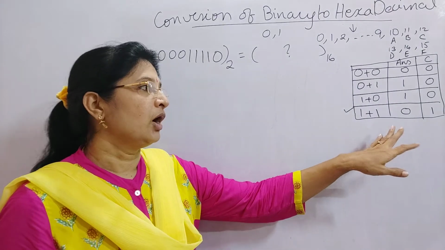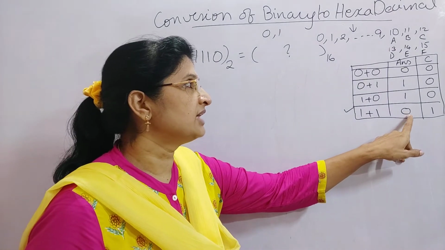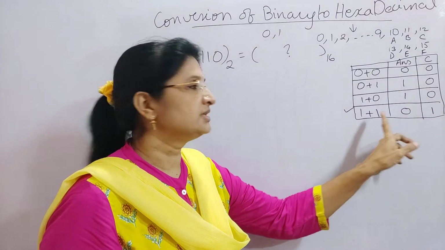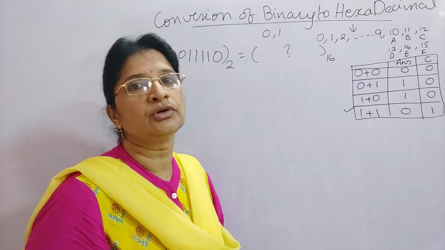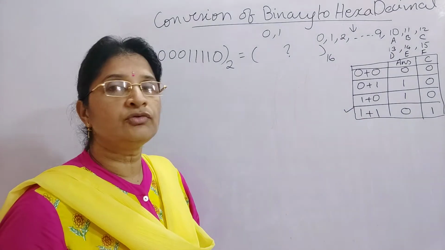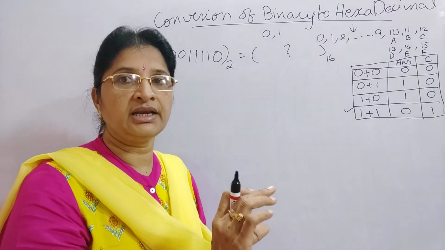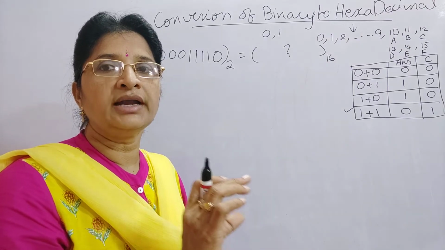So that's how it will be done: here we say that the answer is 0 and the carry is 1. This is a very important thing that you have to remember. This is how you will perform the binary addition, that is, with the binary bits 0 and 1.